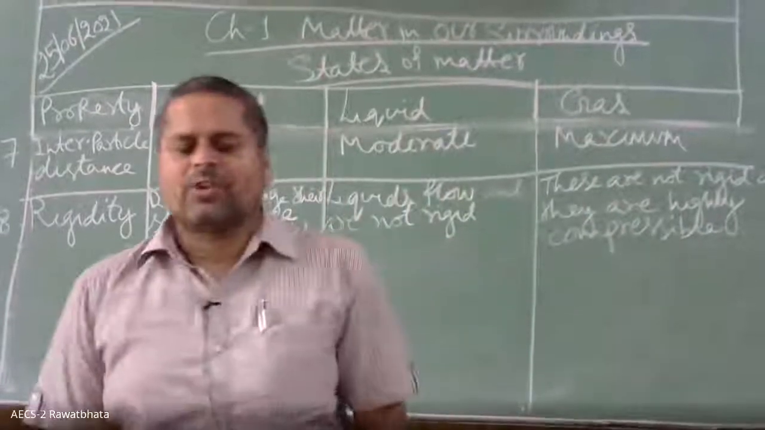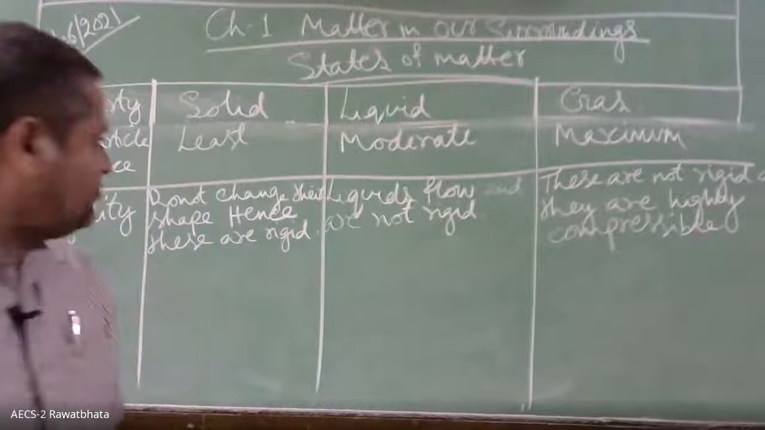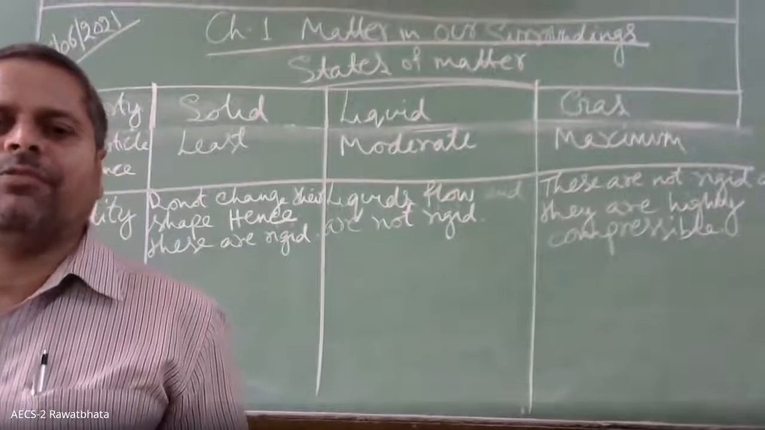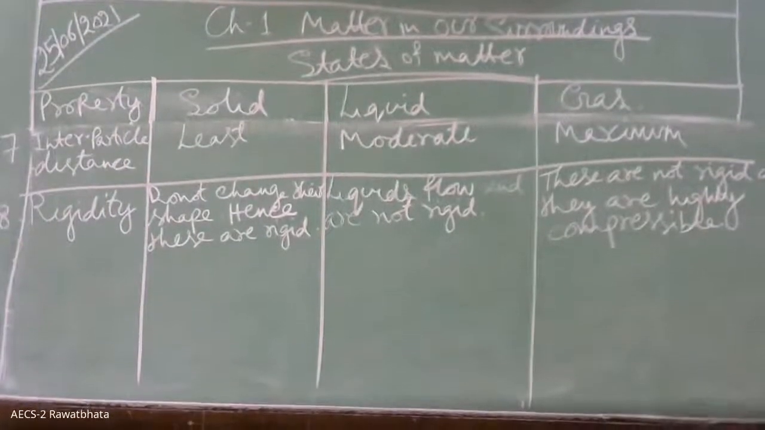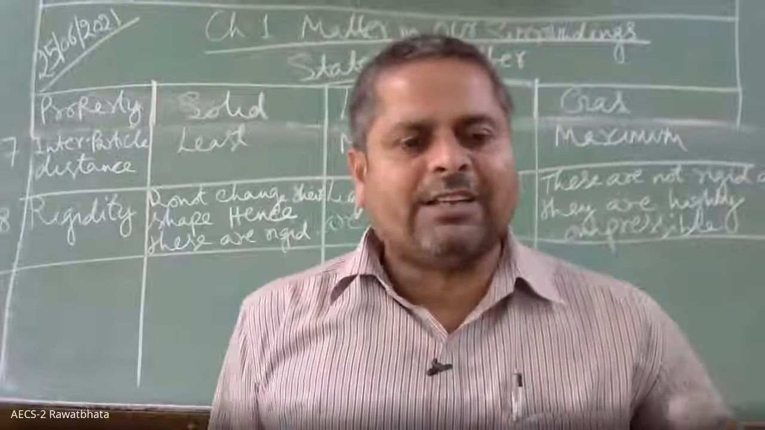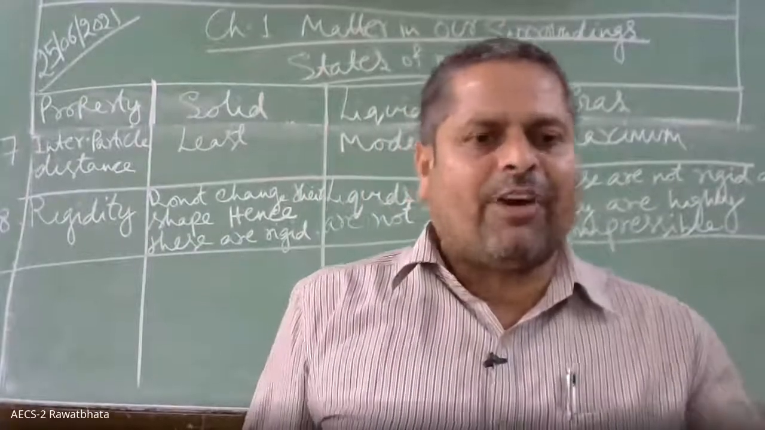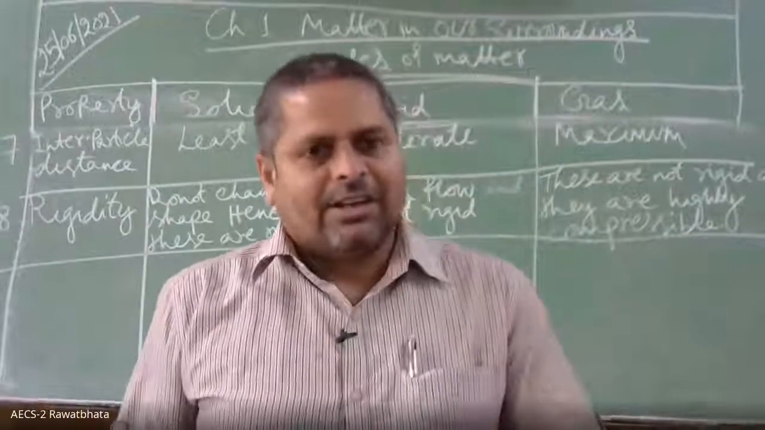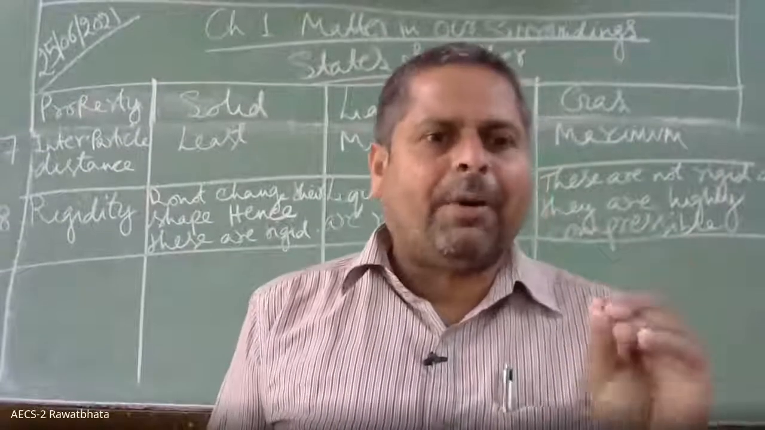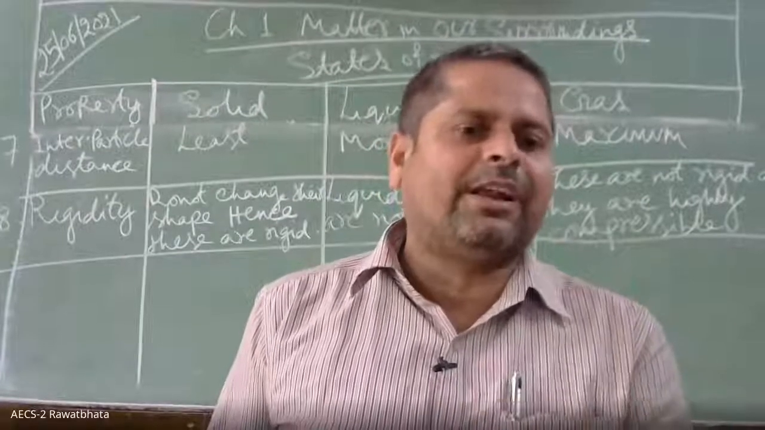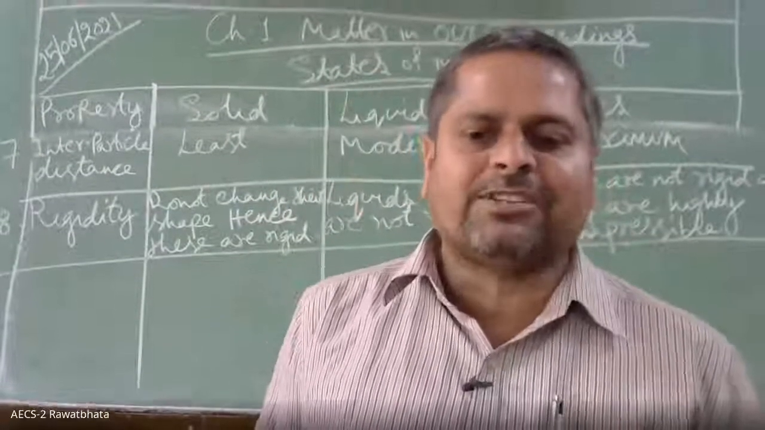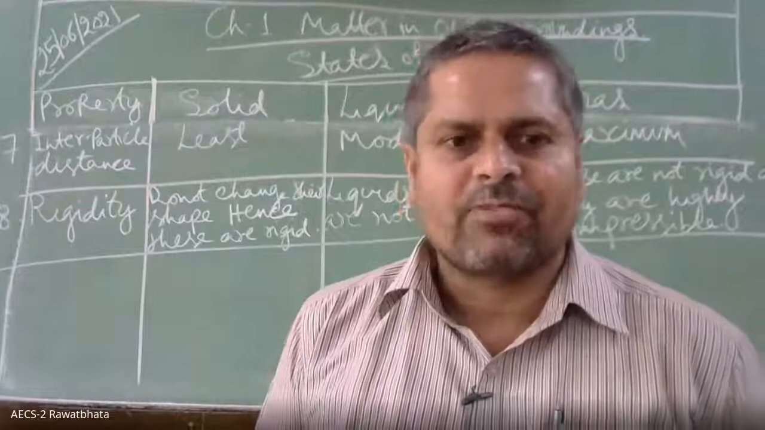Okay, children? So with this, we have seen all the properties of the three states of matter. One more property we can add. Okay, children, these properties are somewhat interrelated. If you know the relation of one property, then you can guess the relation of another property also. Just now I gave you one example: if you know the relation of interparticle distance in solids, liquids and gases, you can easily guess the relation of interparticle force of attraction, because these are inversely related. Do you agree with this?